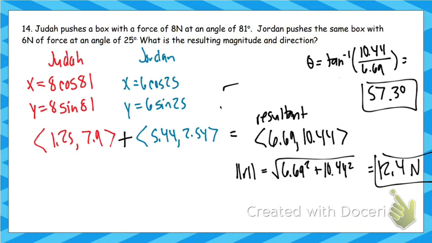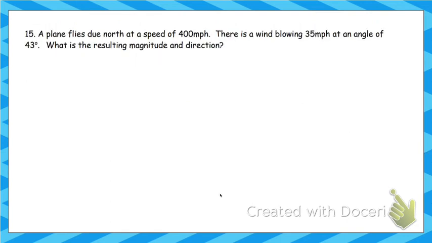All right, our last one, another word problem. A little bit harder to get the angles, but not terrible. But same concept. We're going to need to find the component forms, add them together, and then find the magnitude and direction. All right, so a plane flies north at 400 miles per hour. So let's go ahead and draw our plane. Okay, there's a wind blowing at an angle of 43 degrees. So I'll draw my wind. So 35 degrees. So we want to find the resulting magnitude and direction.